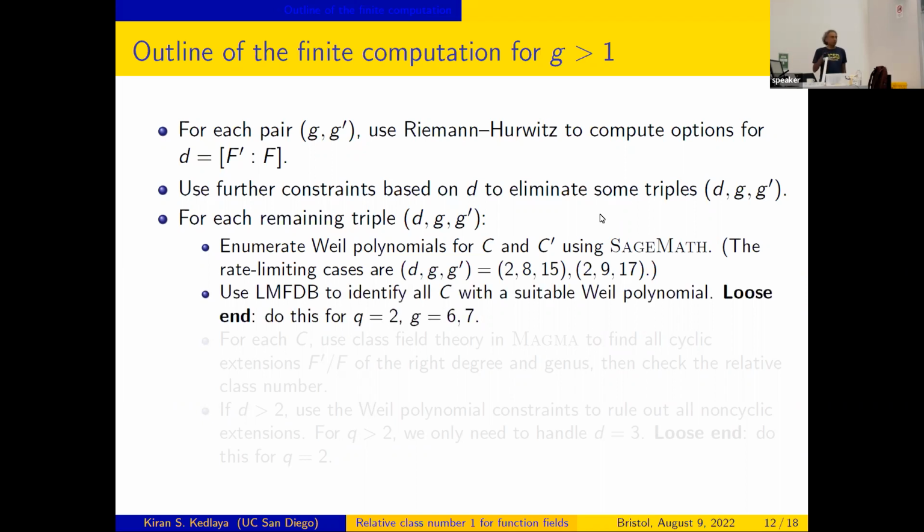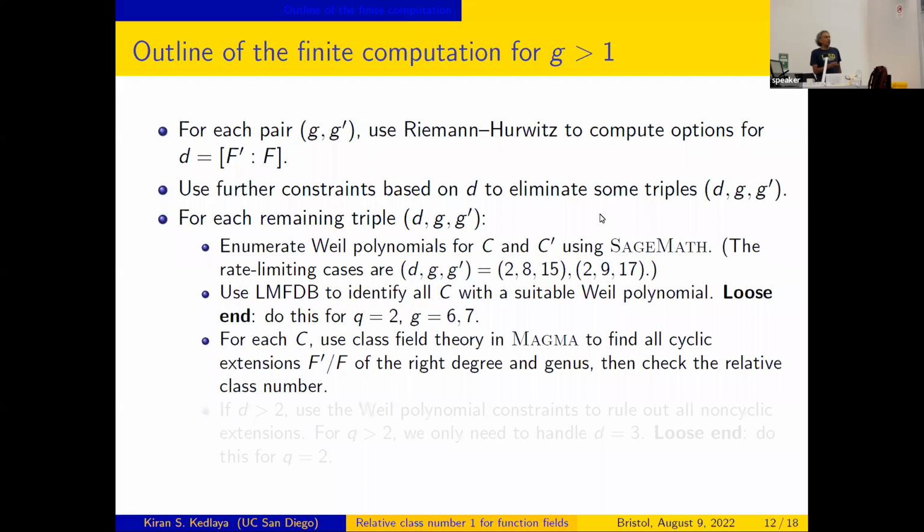So you do some exhaustive Weil polynomials. And then you have to figure out where to get curves C with a given Weil polynomial. I don't have to worry about C prime just yet. I have to worry about where C is going to come from. Fortunately, the worst case that actually survives the previous step is G equals 7. But there are some cases with G equals 6 and G equals 7 that are not covered by LMFDB. I'll come back to this.